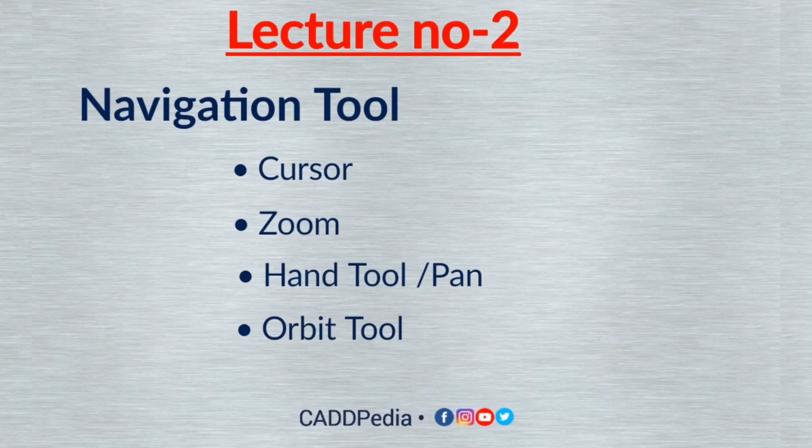Today I am going to tell you about the navigation tools. In this particular lecture, I will cover 4 basic terms: the first one is cursor, the second is zoom, the third is hand tool or pan, and the fourth is orbit tools.